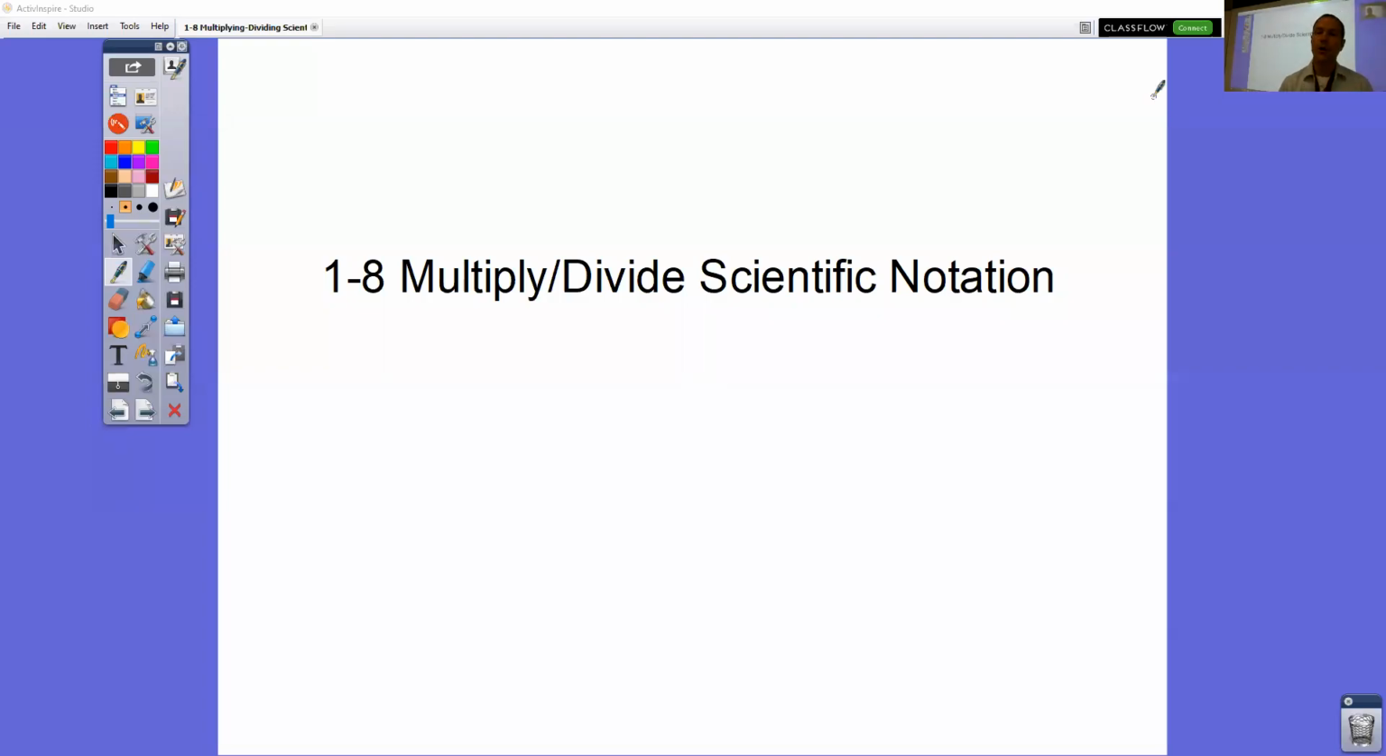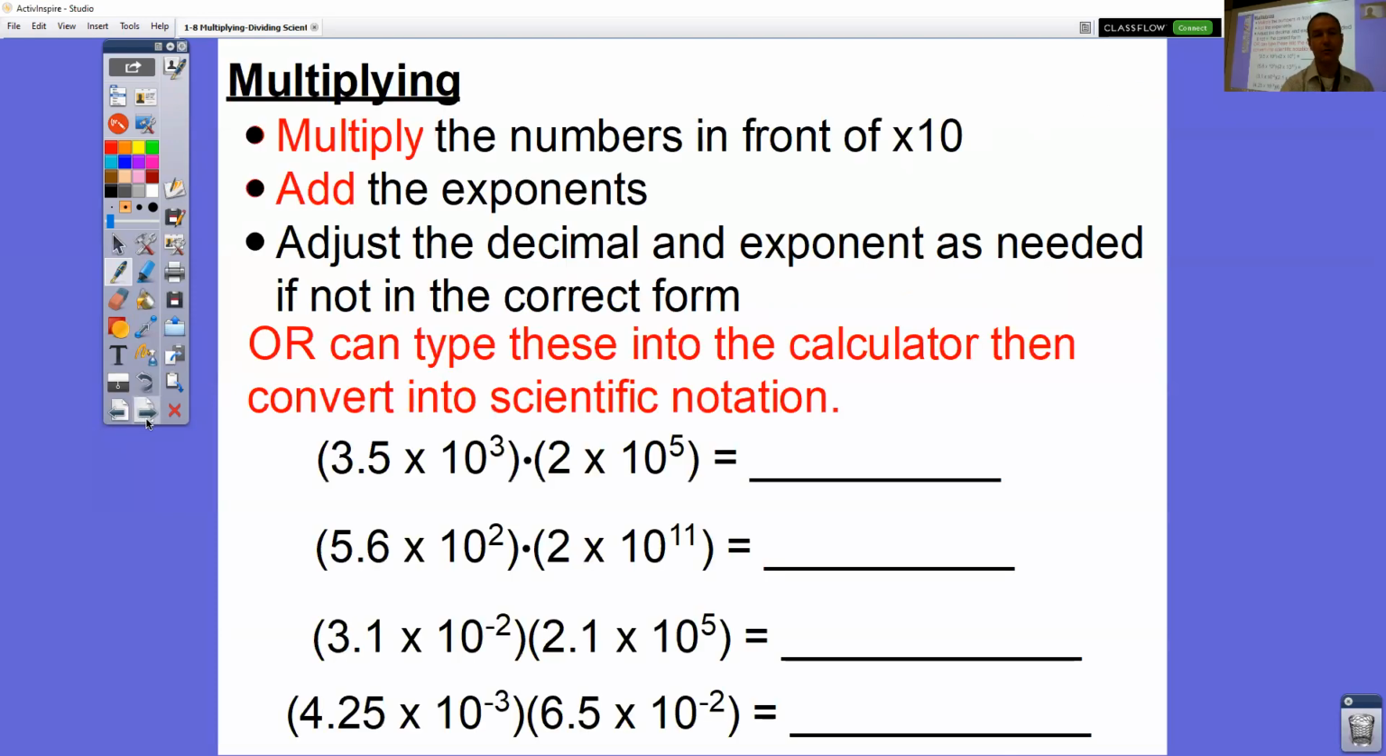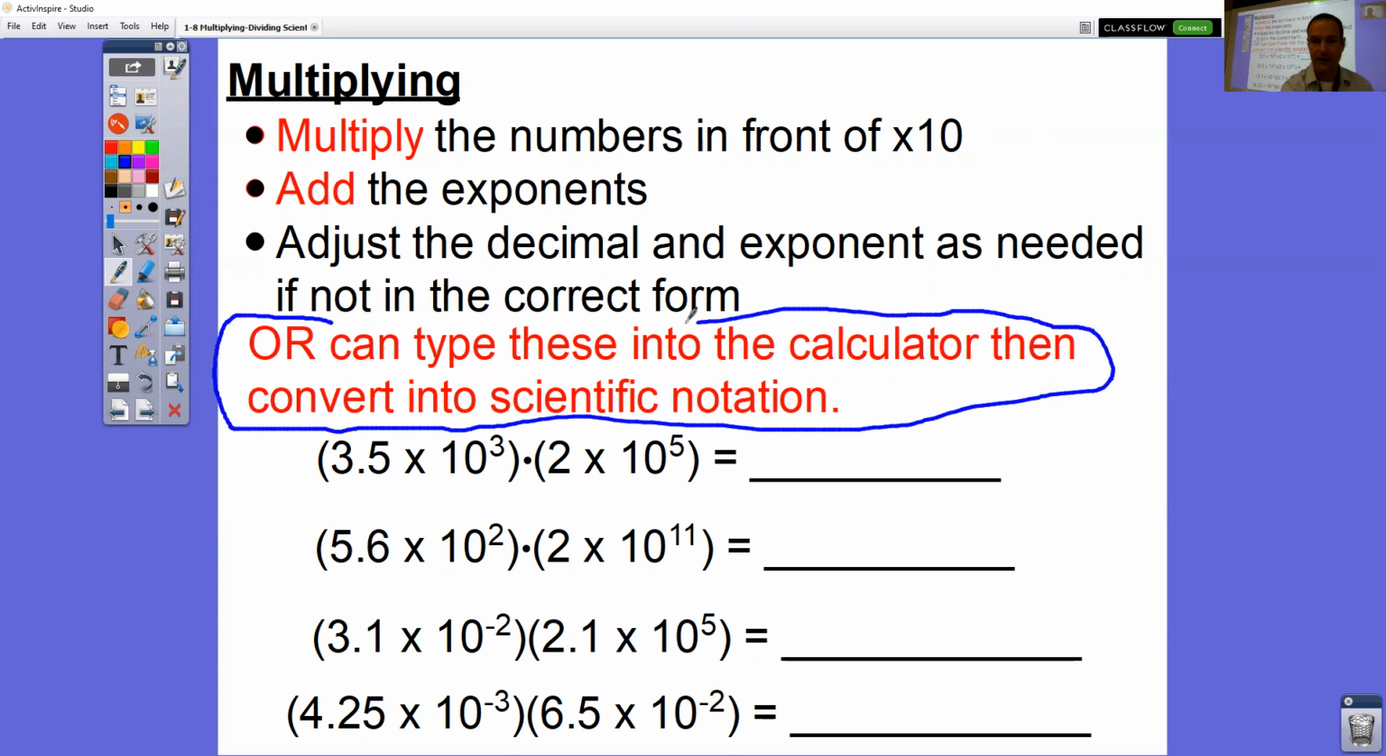This is a lesson for 1-8, multiplying and dividing numbers in scientific notation. There are rules that you could follow for both multiplying and dividing, but I would strongly recommend just typing them right into the calculator and then converting your answer into scientific notation.